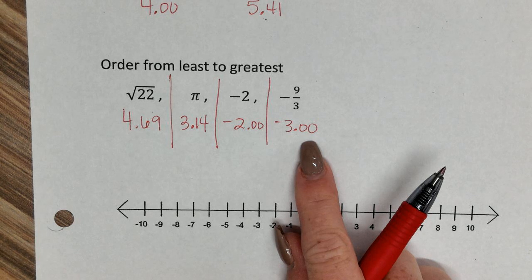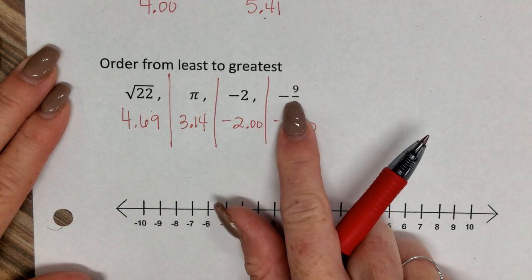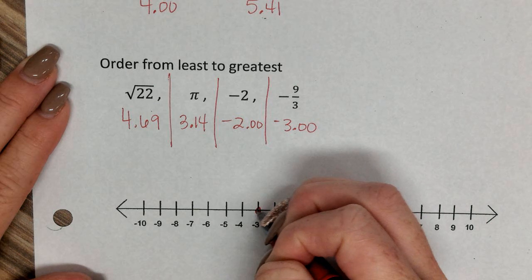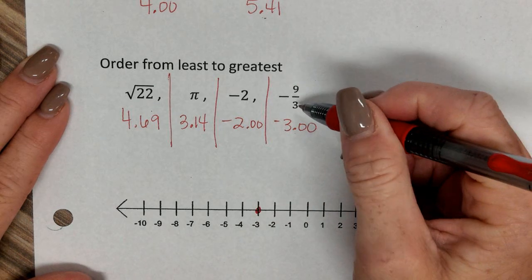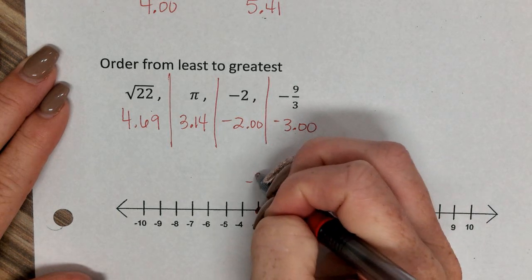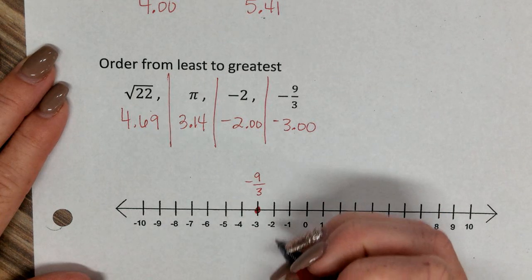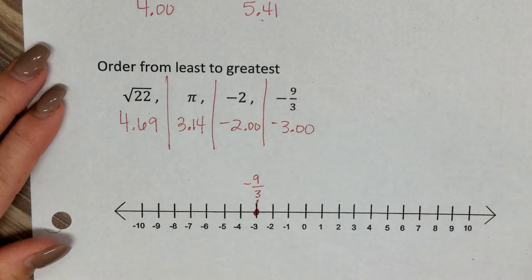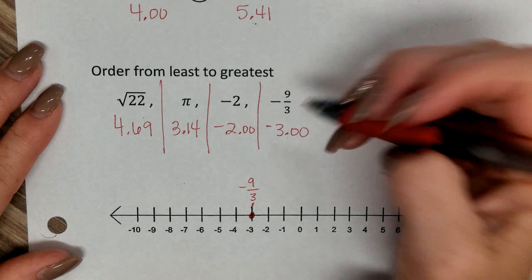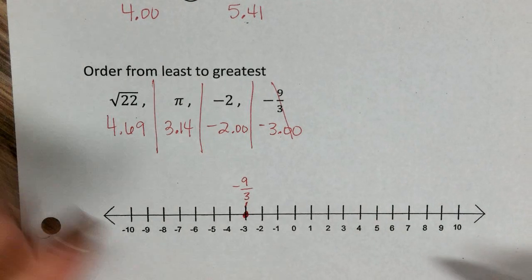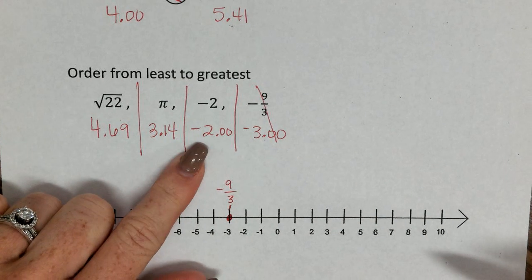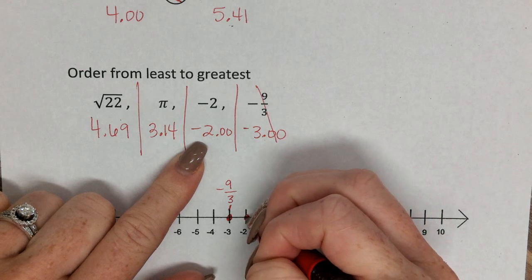So I can go put a dot over here at -3. And would I label that -3 or would I label it -9/3? I put it back in its original form. Okay, so I did that one, so I mark it off. -2 is going to go on the -2.